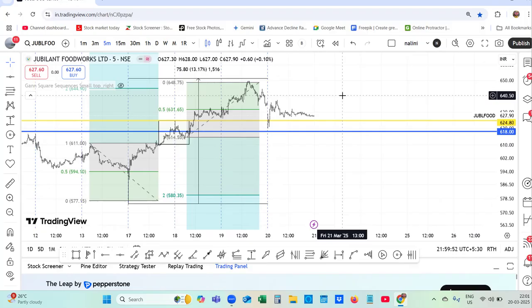I have shown it to you. It is working very beautifully. You can make your own screeners and look for that.